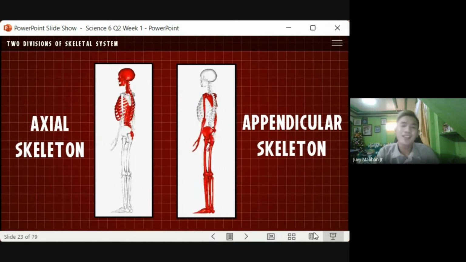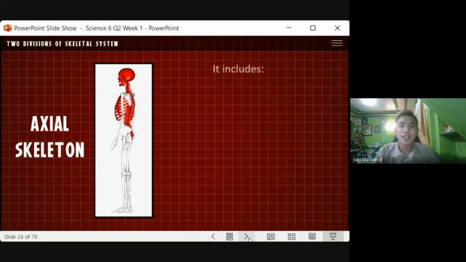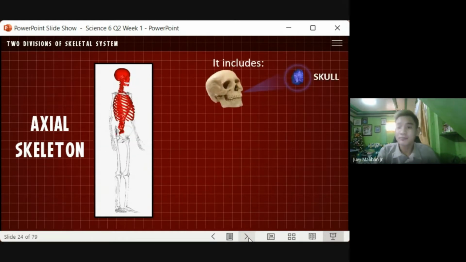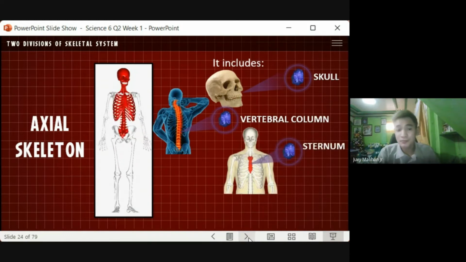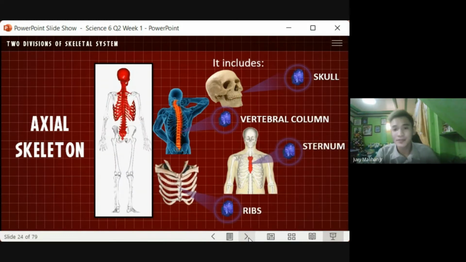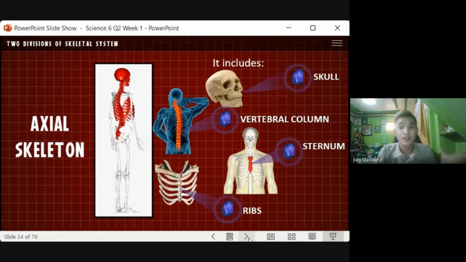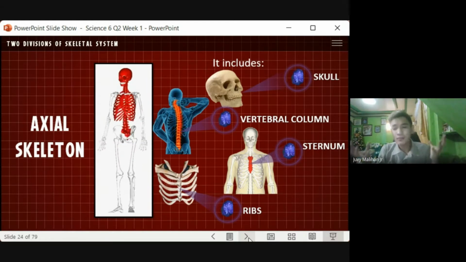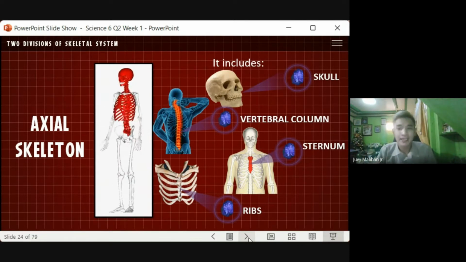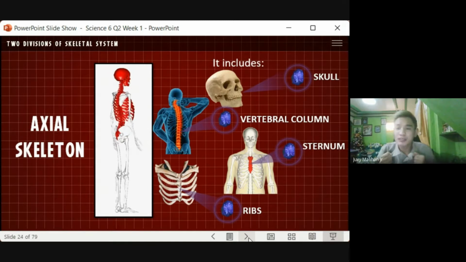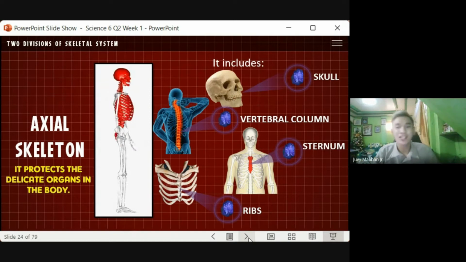Okay? So let's have first the axial skeleton. Okay, so the axial skeleton, class, includes the skull, the vertebral column, the sternum, and the ribs. Okay, take note, class, the vertebral column, we call it also the vertebrae or the spinal column. Alright, so these bones, class, form the axis or the framework of the trunk and the head. Okay, so in other words, class, it protects the delicate organs in the body. Okay, so that is our axial skeleton.